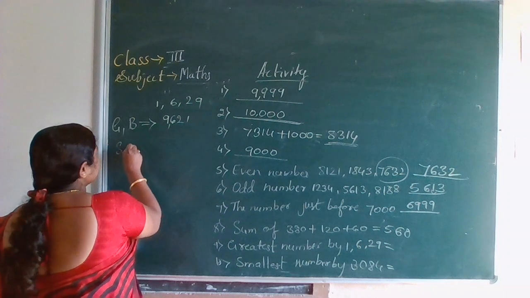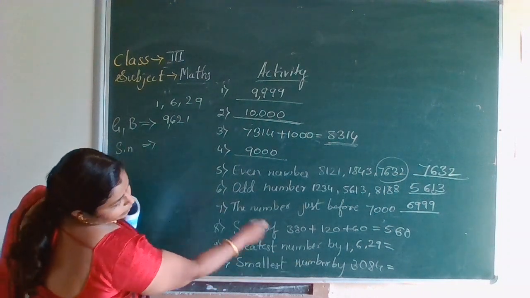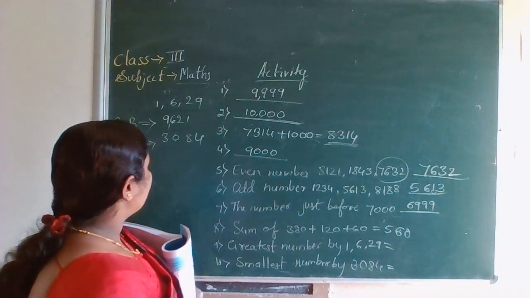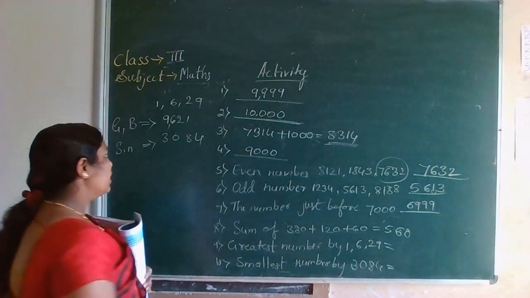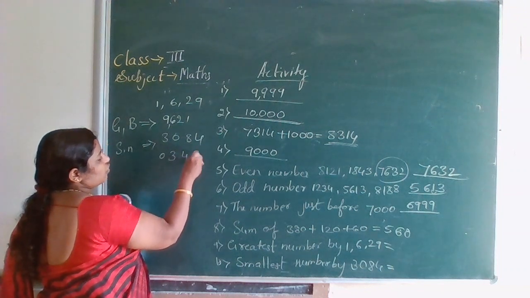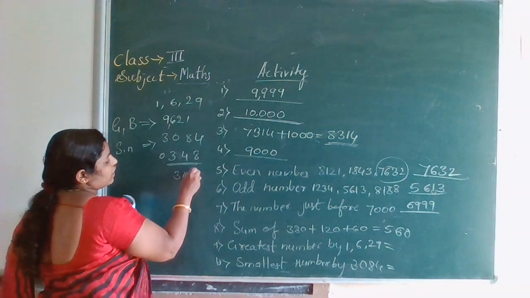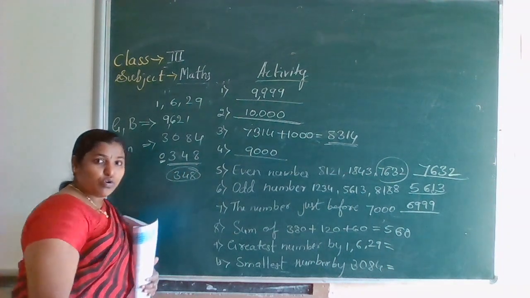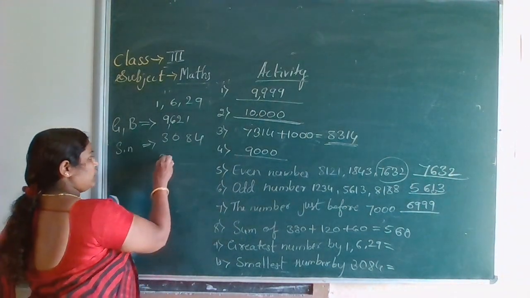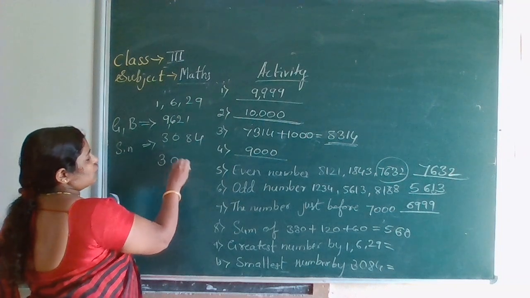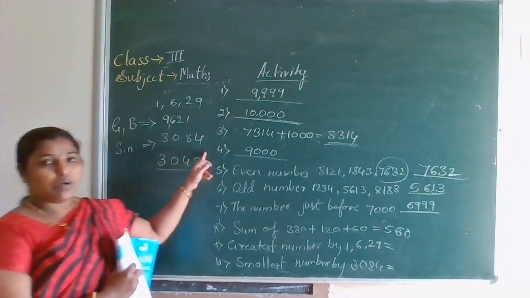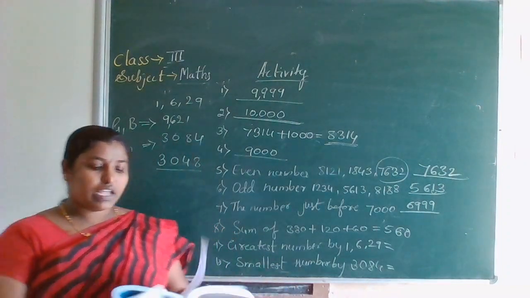And write the smallest number by using 3084. To write the smallest number, we should write in ascending order. If we write 0, 3, 4, 8, it will become 348. But we can't use 0 at the start, so how should we write this? First we should write 3, then 0, then 4, then 8. Now this is the smallest number of these numbers. Okay. Now activity has finished.